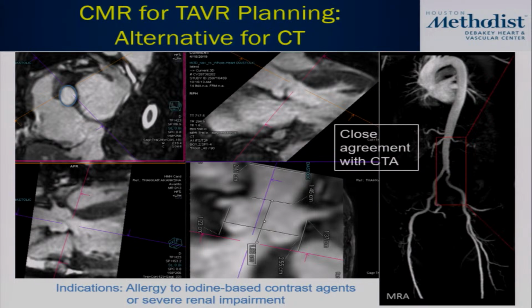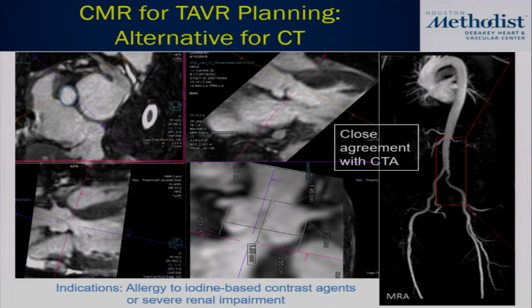CMR can also be helpful when you've made the diagnosis of severe aortic stenosis, as these patients may need a TAVR procedure. As you know, these patients require very careful planning to make sure they're eligible for the valve and their anatomy is eligible to be able to deliver the valve too. CMR, just like CT, can give you very accurate measurements of the peripheral vasculature, the annulus, the root, and everywhere else these valves are going through.